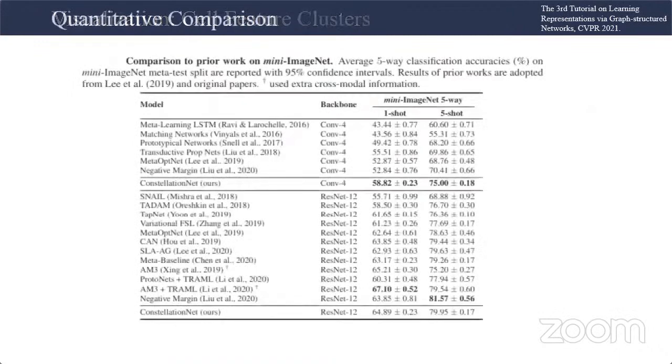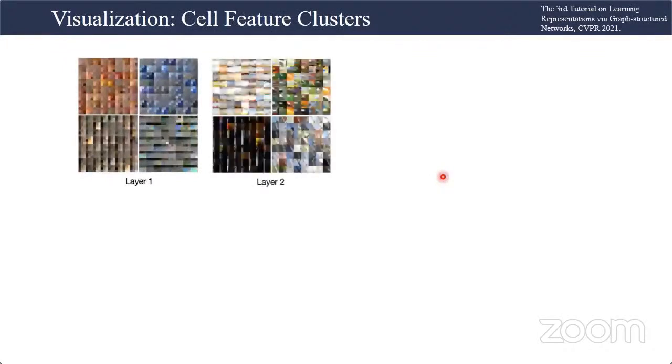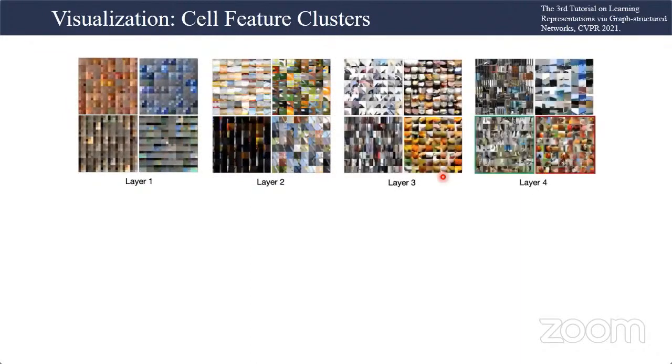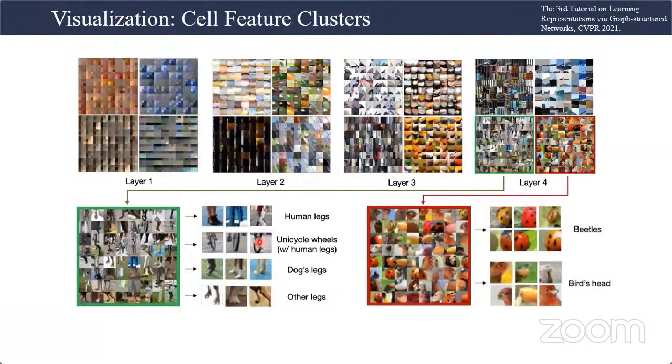Here we show a quantitative comparison of constellation net when compared with the existing literature. We show visualizations for learned clusters and the parts. Again, these parts are learned in an unsupervised way. Throughout the layers, we can see consistent parts that are able to be extracted or learned in the network.